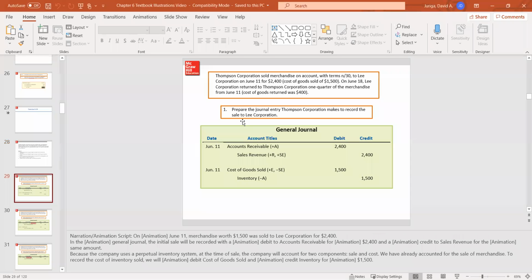So let's check out the entries on the perpetual method. Remember, there's two entries on the sale. You've got the actual sale, which is on account. Notice accounts receivable, sales revenue. And then here's the cost of the sale, which is $1,500. You debit cost of goods sold, credit inventory.